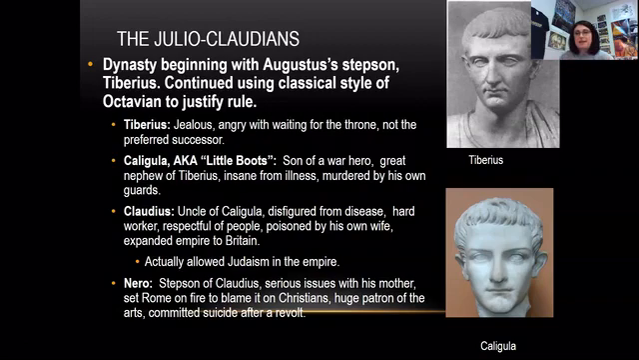But when they tried to tell him he was going to be emperor, they found him hiding behind a curtain. Like, he did not want to do this thing. So eventually he's going to do his best, and his wife, who wants her son to be the emperor, poisons Claudius. And this is where we get Nero.